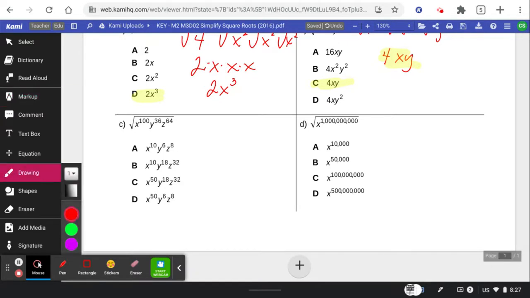Now, here's an example of one I really don't want to stretch out, right? X to the 100 square root. Can't we just do 100 divided by 2? There's an index of invisible 2 there. 36 divided by 2, and 64 divided by 2.